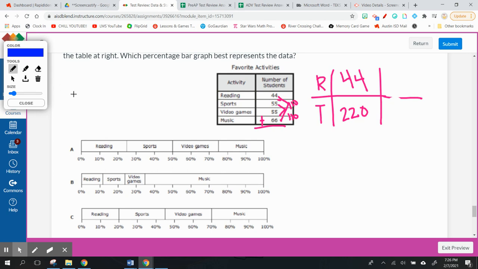So let's see. What can we divide 44 and 220 by? They're both even, so we can divide them both by 2, right? Cut 44 in half, and we get 22. Cut 220 in half, and we get 110. We're still not quite there yet, are we? So let's see if there's anything else we can do.